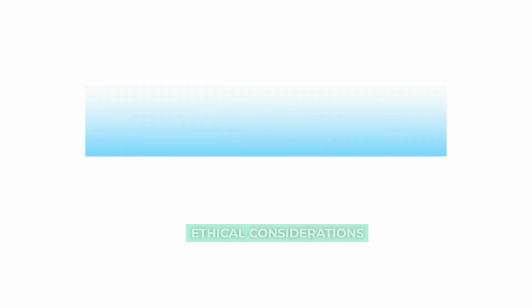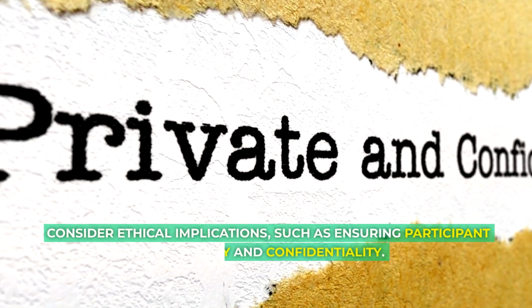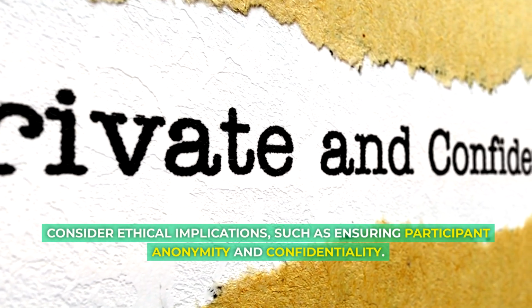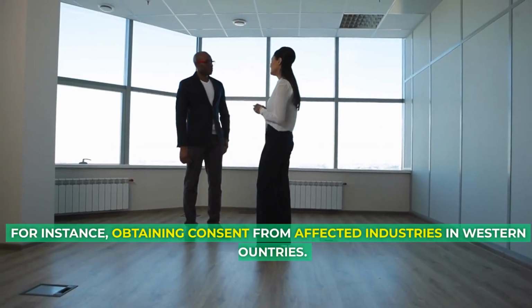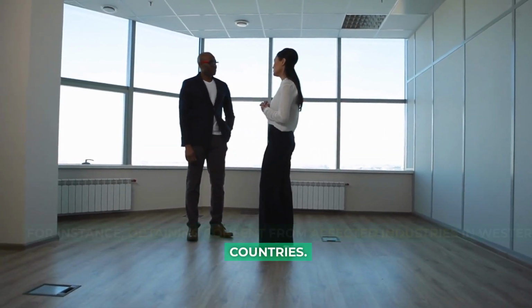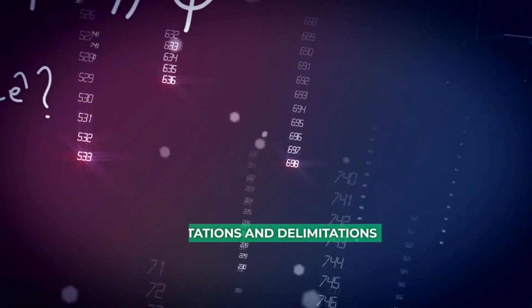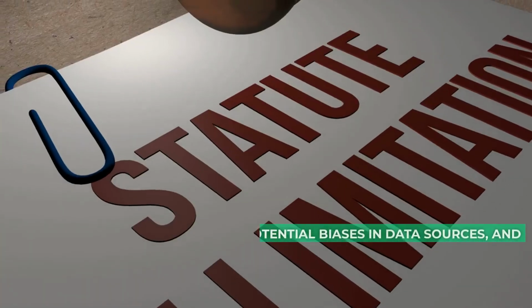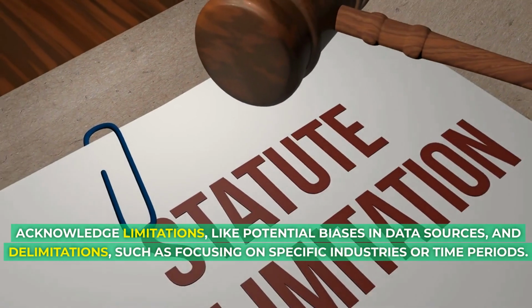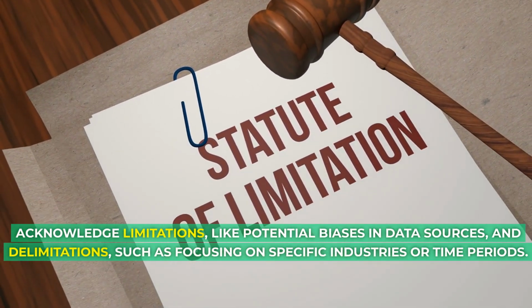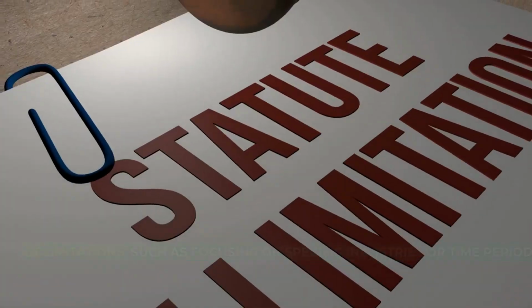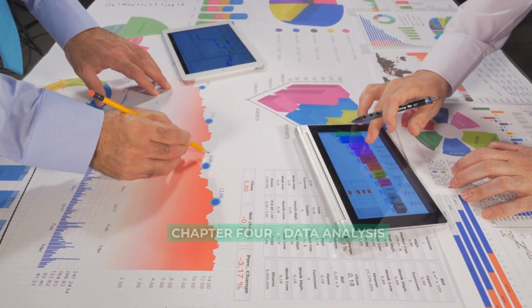Ethical considerations. Consider ethical implications, such as ensuring participant anonymity and confidentiality. For instance, obtaining consent from affected industries in Western countries. Limitations and delimitations. Acknowledge limitations, like potential biases in data sources, and delimitations, such as focusing on specific industries or time periods.